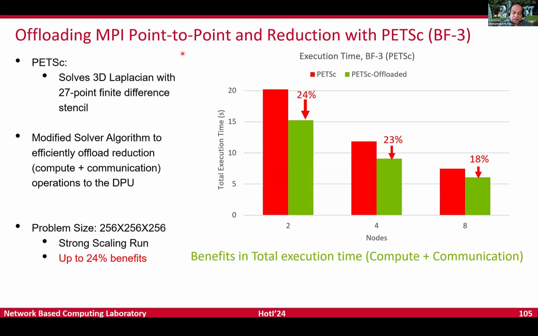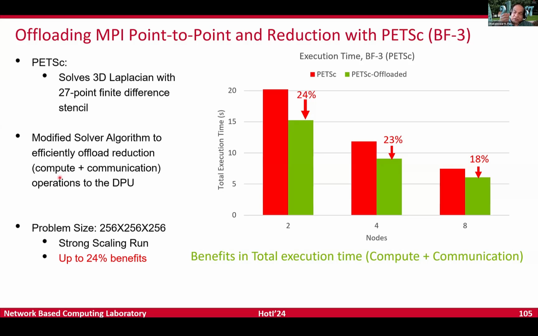And the way we have done the study is with PETSc. Some of you might be familiar with PETSc. So PETSc solves a 3D Laplacian 27-point finite difference stencil. It's a very big application suite which gets used in a lot of applications, even OpenFOAM and all. So we try to go inside and see the main kernel. Can we actually modify the solver algorithms to efficiently offload reduction?